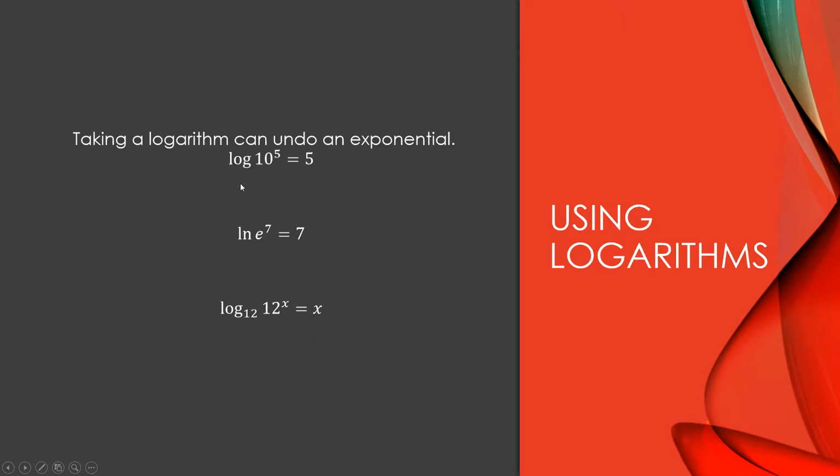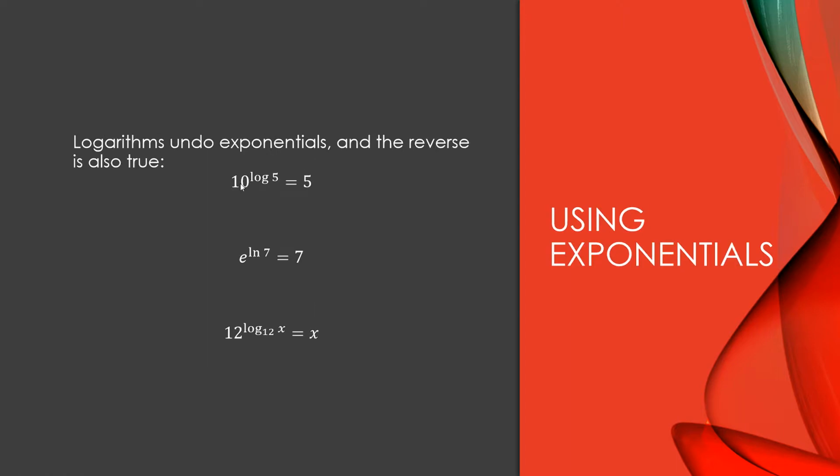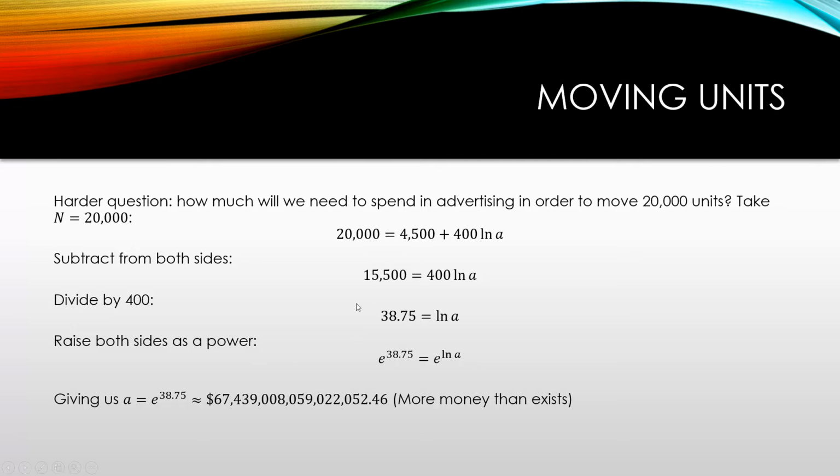So not only is the log of 10 to the 5th 5, 10 to the power of log 5 is also 5. E to the power of natural log of 7 is 7. And 12 to the power of log base 12 of x is x. And that is how we solve logarithmic equations. So let's go back to trying to sell 20,000 units. In goes 20,000. We will solve for the natural log and then do an exponential.